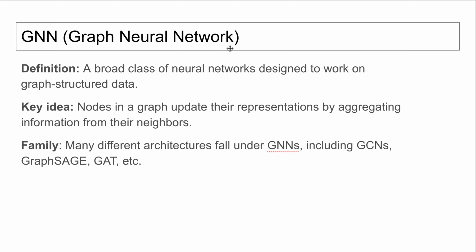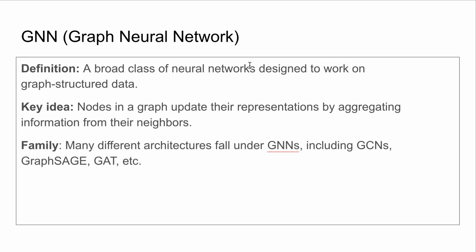So GNNs, graph neural networks, are a broad class of neural networks designed to work on graph structured data. The key idea that I hope to get across on the next couple slides is that nodes in a graph have embeddings, and they update their embeddings or representations by aggregating information from their neighbors. There are many architectures that fall under GNNs, but for now we'll be talking about graph convolutional networks and graph attention networks.